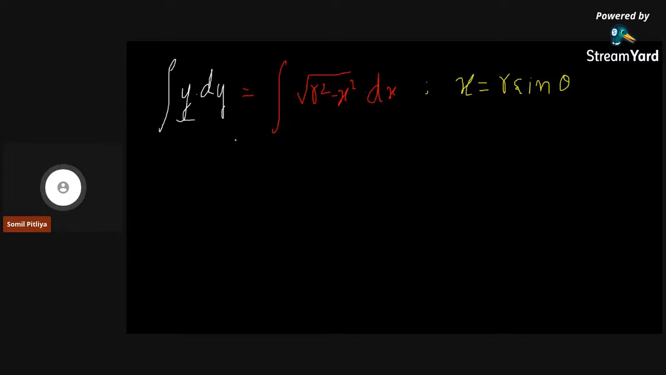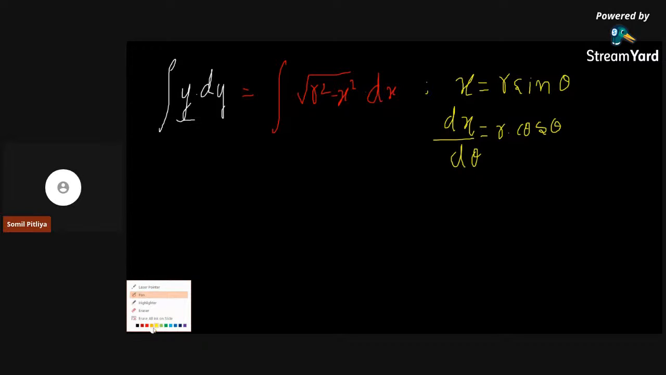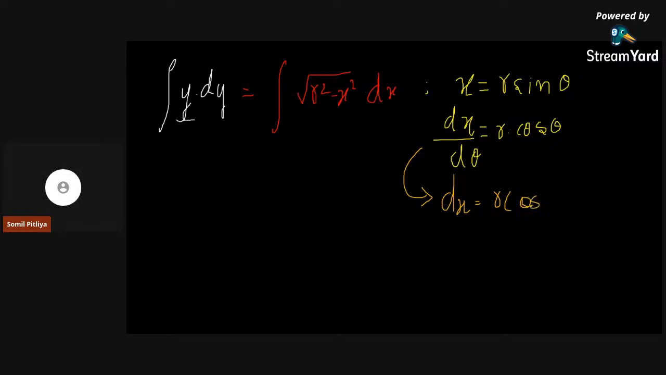But the dx should also be removed, as I will now be putting the limits of theta. So I will differentiate this in terms of theta. So dx upon d theta will be, as r is constant, r times the differentiation of sine theta with respect to theta, which is obviously cos theta. So from here I can get the expression for dx. My dx will be obviously r cos theta d theta.